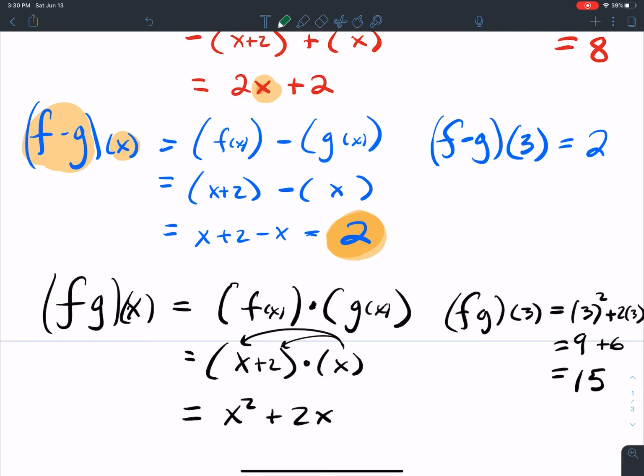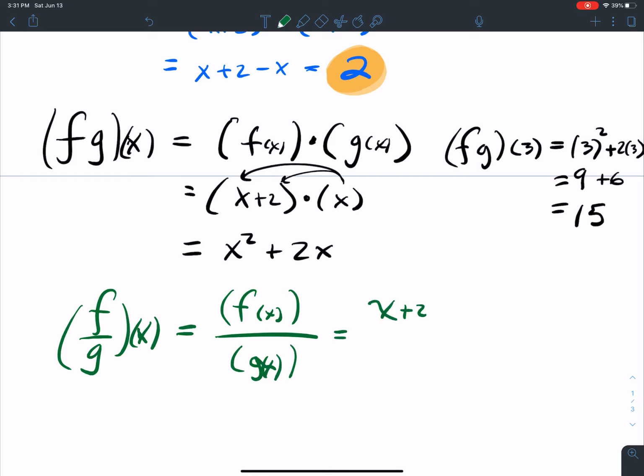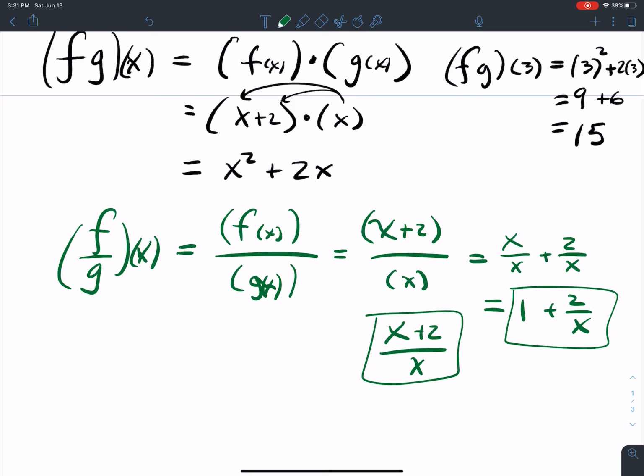So 3 squared is 9 plus 6 gets me 15. And last, I've got f divided by g of x. So this is going to be f of x divided by g of x. F of x is x plus 2, and then divided by x. So does this simplify any? You could simplify if you wanted to. You could make this into x divided by x plus 2 divided by x, which equals 1 plus 2 divided by x, if that's really what you wanted to. Or you could just leave it as x plus 2 over x. Either one of those answers would be fine with me, okay?